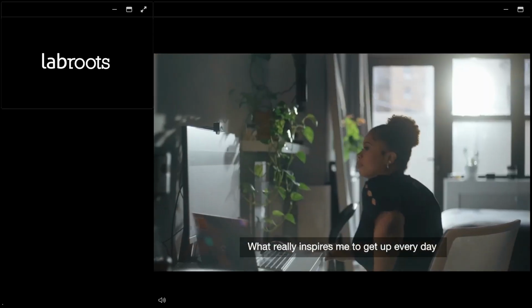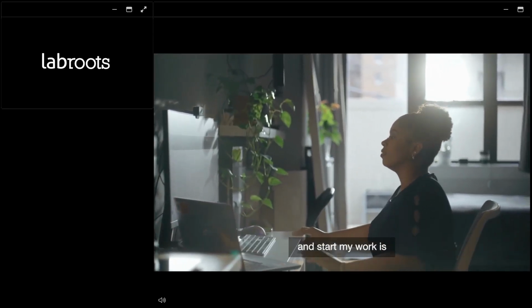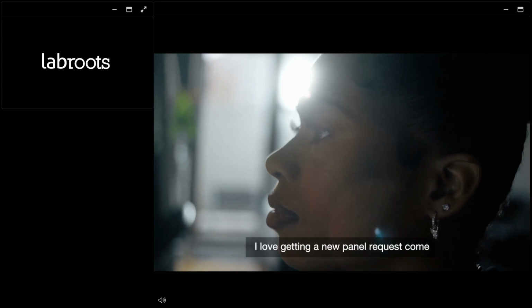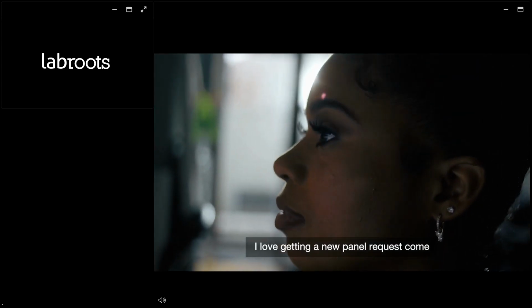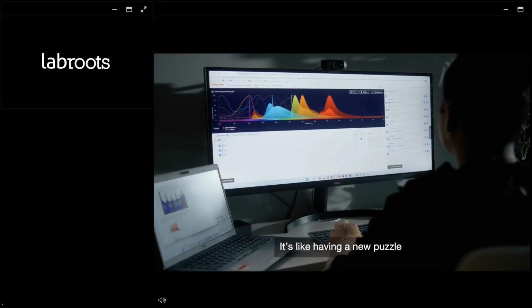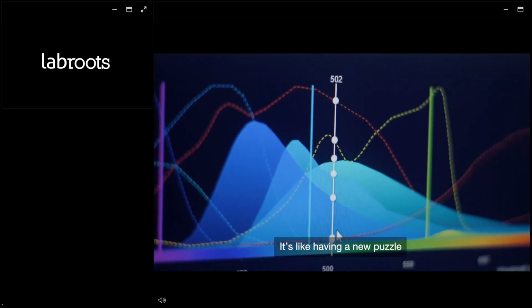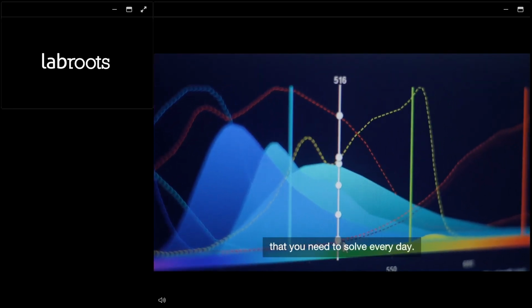What really inspires me to get up every day and start my work is I love getting a new panel request come to my inbox. It's like having a new puzzle that you need to solve every day.